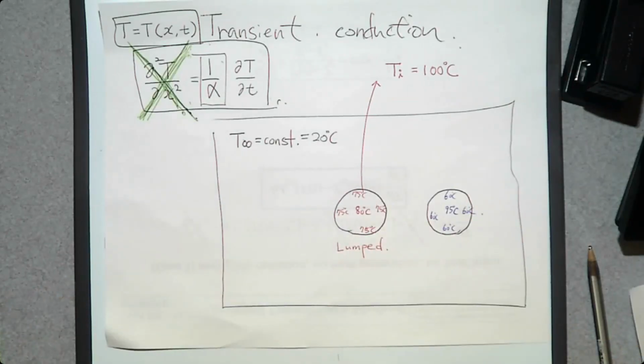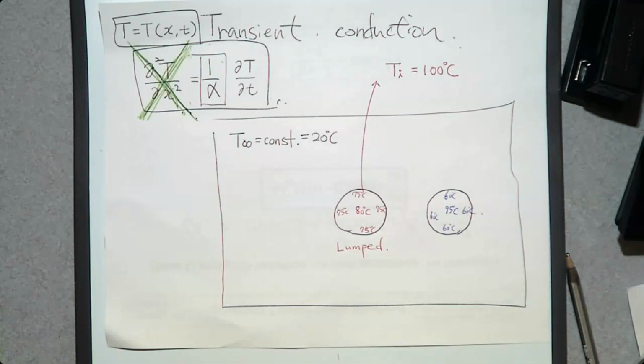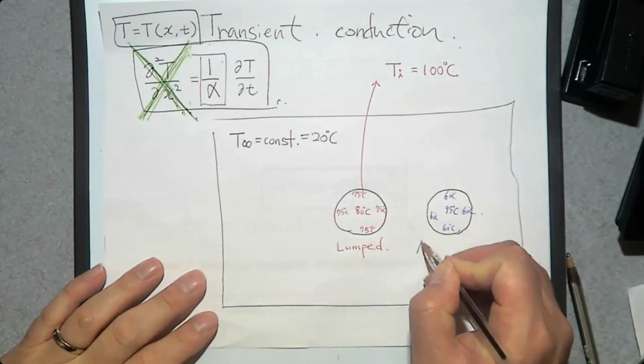So if you see a transient heat conduction problem like that, we can use the lumped method to solve for the temperature change. If that's not the case, when there is a significant temperature gradient within the solid, then we need to consider the left-hand side of this equation. It means that our solution is going to be very complicated. So we are not going to use the exact solution. Instead, we are going to rely on an approximate solution.